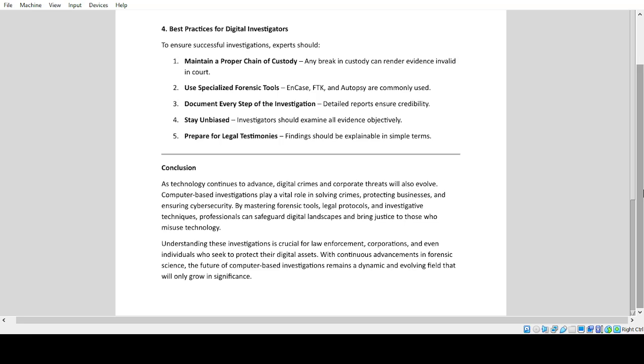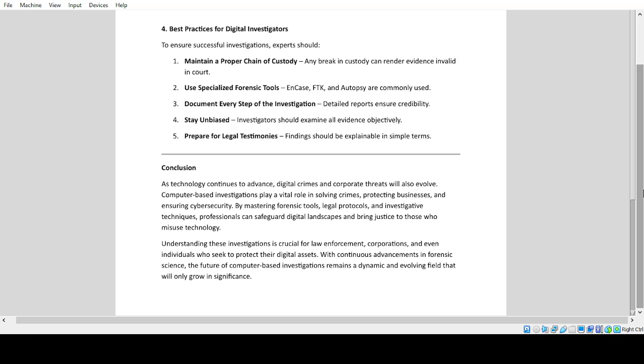4. Best practices for digital investigators. To ensure successful investigations, experts should: 1. Maintain a proper chain of custody. Any break in custody can render evidence invalid in court. 2. Use specialized forensic tools. EnCase, FTK, and Autopsy are commonly used.